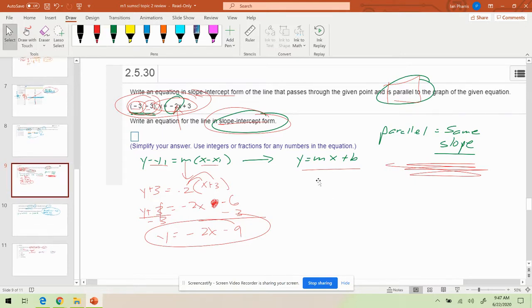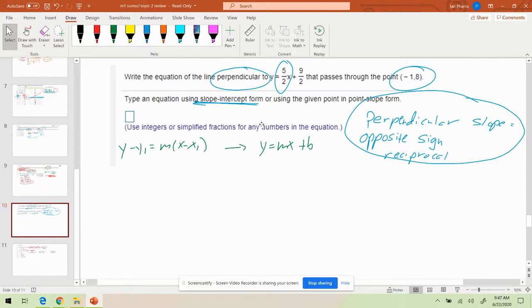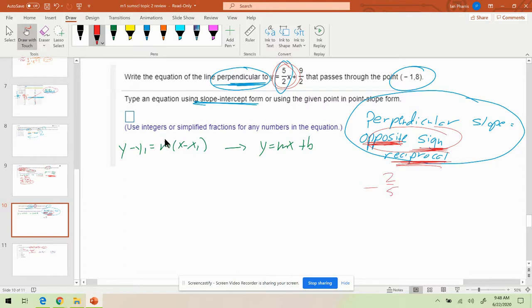Okay, let's keep going here. Two more slides for the review. Same kind of topic right here, except perpendicular. Perpendicular means opposite sign reciprocal. Write that down, say it to yourself 50 times. Perpendicular slope is opposite sign reciprocal. So if they want a perpendicular to this line and they're giving me a slope of 5/2, what's the opposite sign of that? Negative. And what's the reciprocal of that? 2/5. So my slope is going to be -2/5.